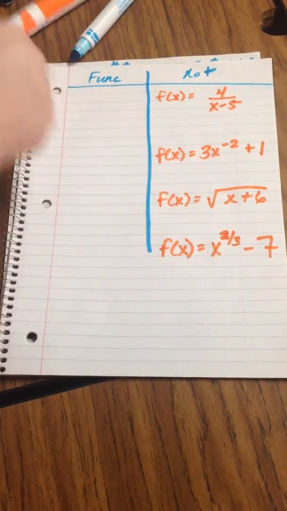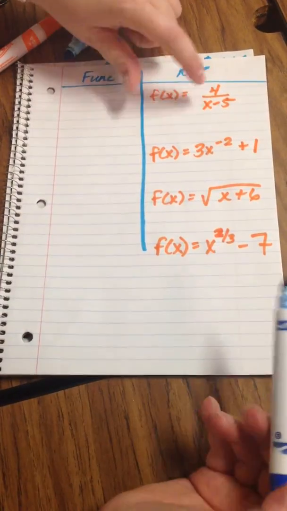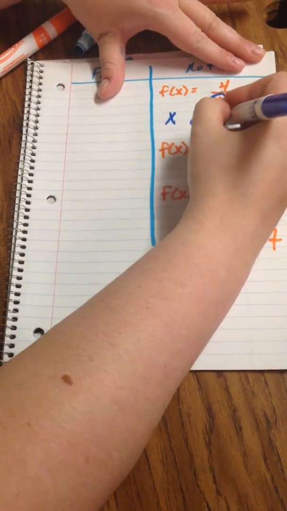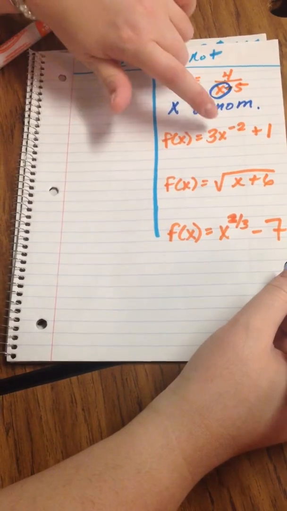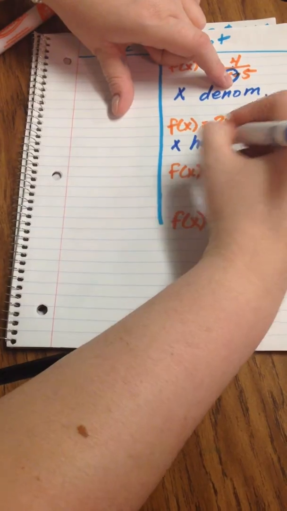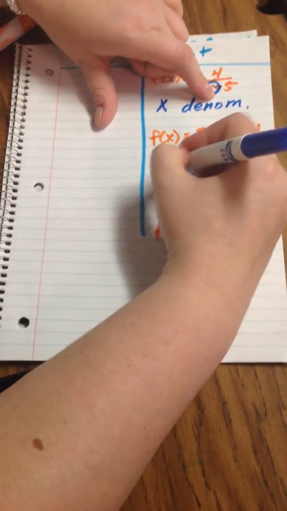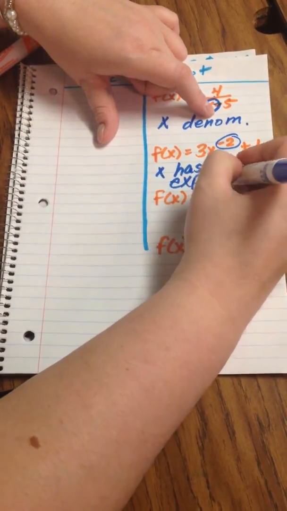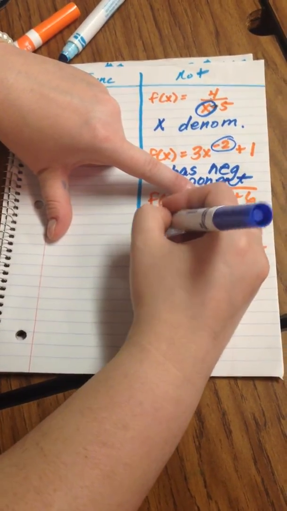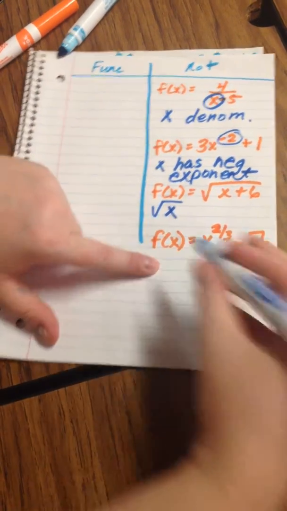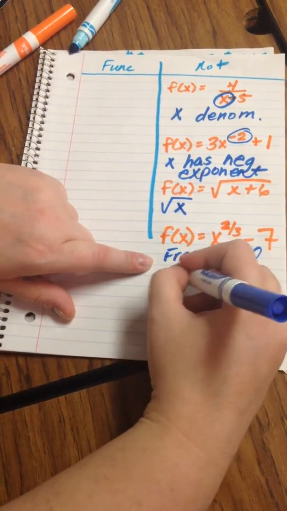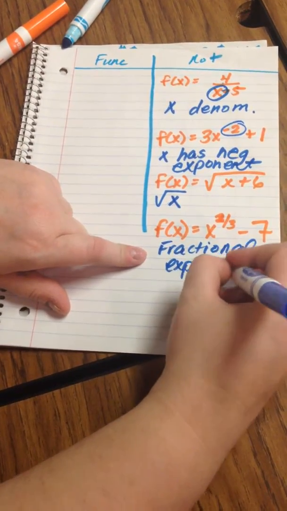That's a 2/3. These are all bad because our first example has an x in the denominator. That's why it's bad. The second example has an x with a negative exponent. So x has a negative exponent. That means it's not a function. The next example, x has a house on top of it. So you have the square root of an x. The next example, you have a fractional exponent of x. So those are all bad examples.